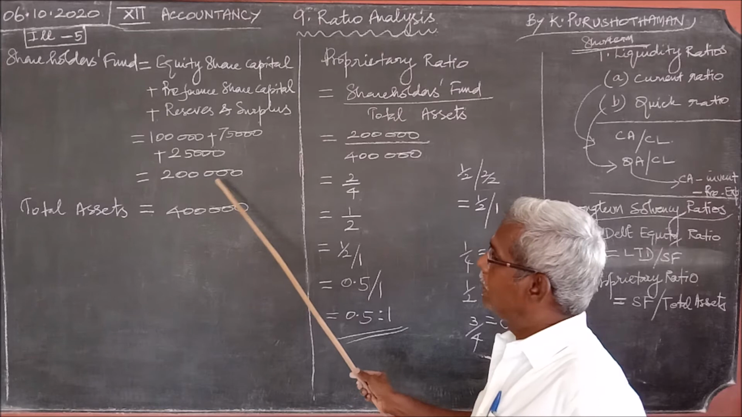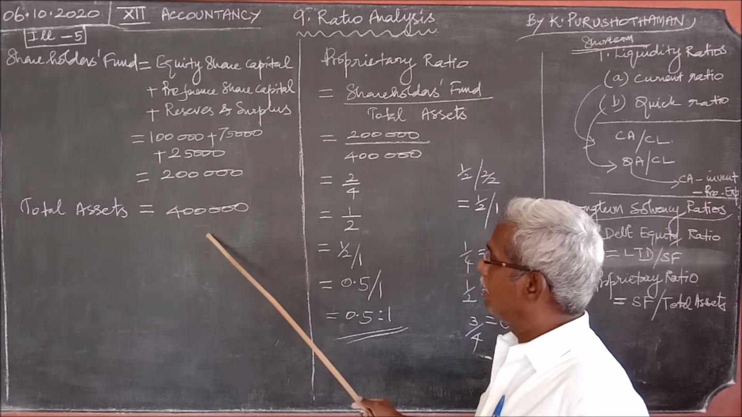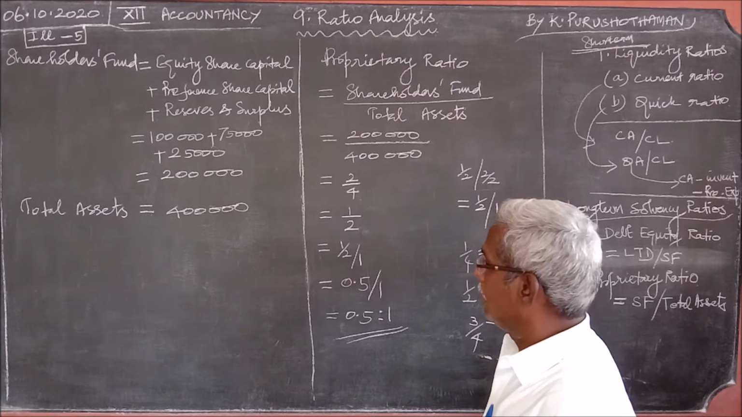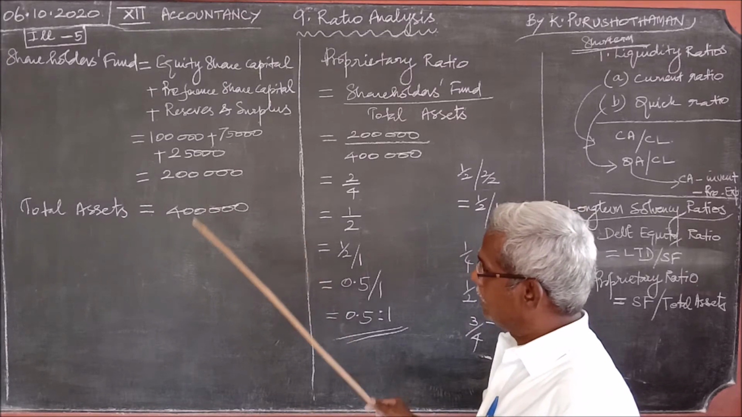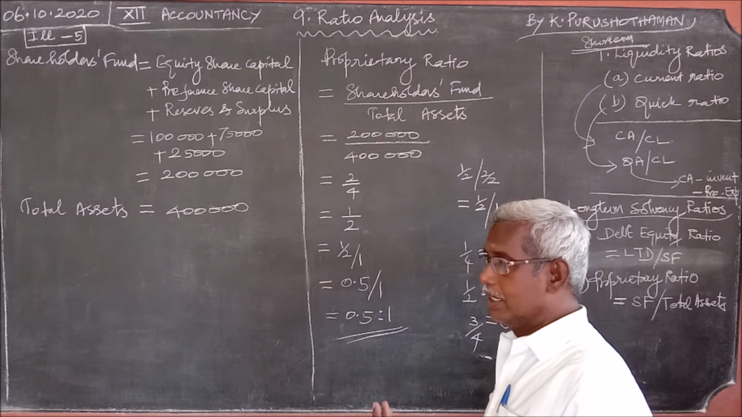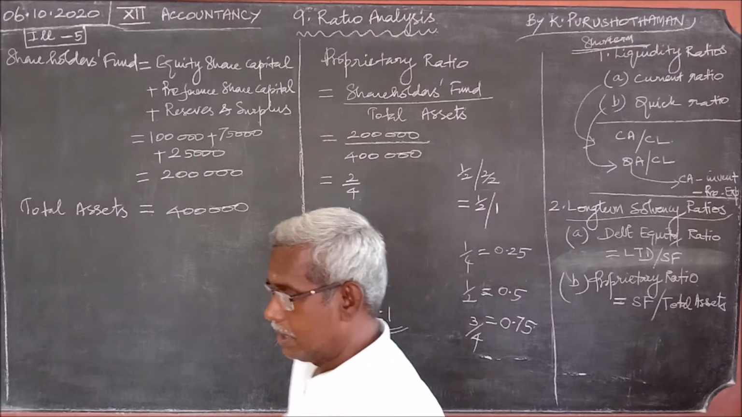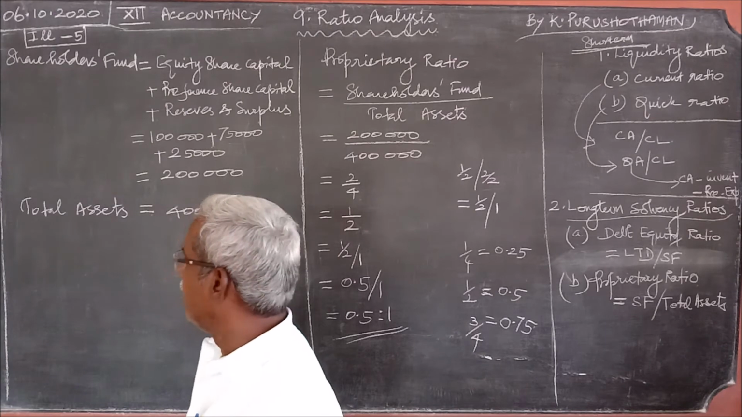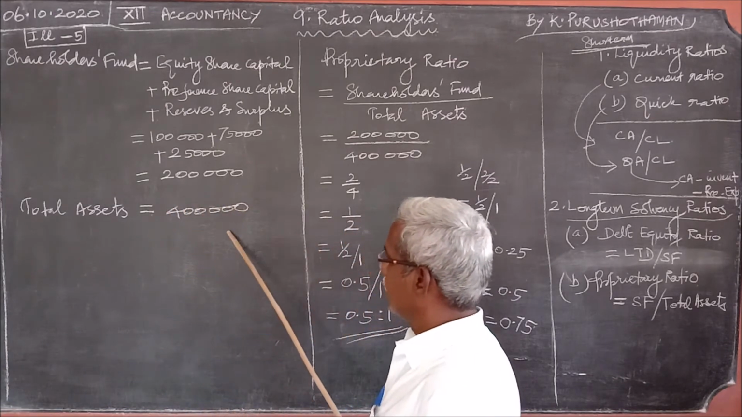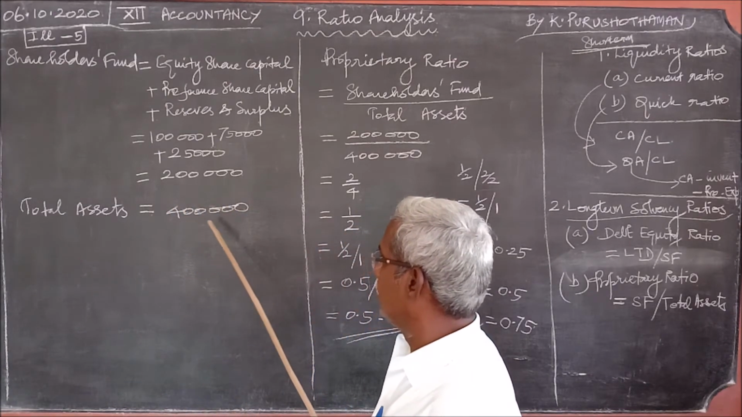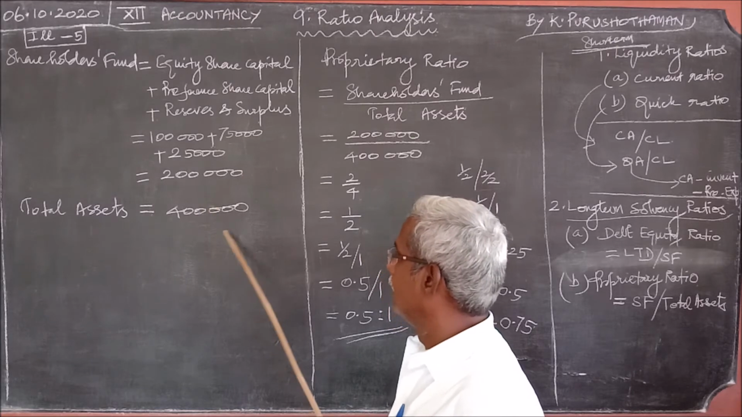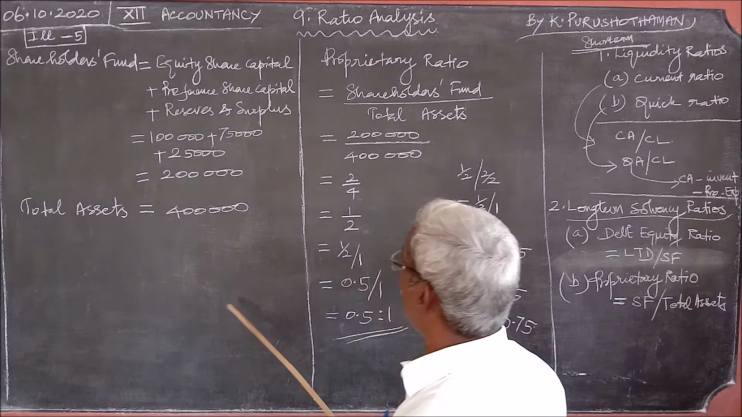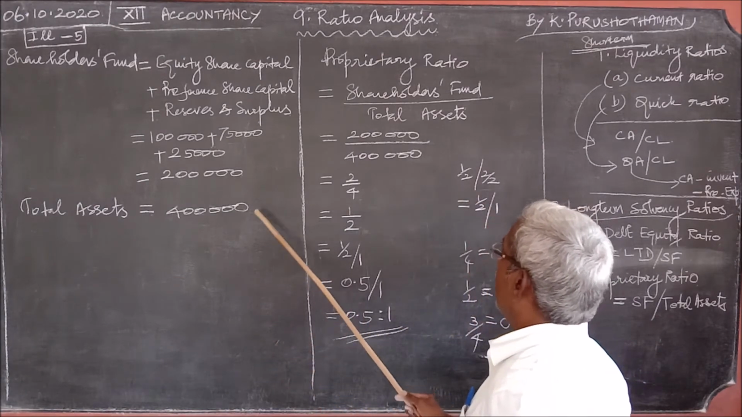So shareholders fund 2 lakhs, total assets it is given, the total itself is given. If the total is not given, you can add all the assets, whether it is current assets, non-current assets, fixed assets, whatever the type of assets, all the assets should be added together and find the answer. But luckily in this problem, the total assets are given in the problem itself. So you can take this as it is.